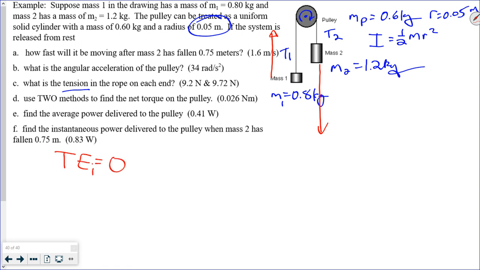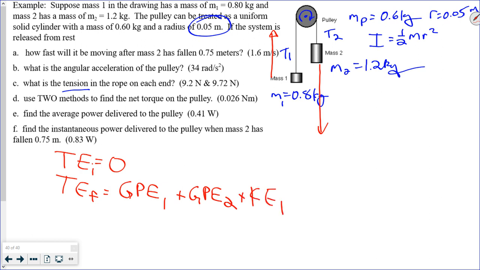After we release it, what are we going to have? Mass 1 will have gone up, so mass 1 will now have some GPE. Mass 2 will have gone down, so that will have some GPE, a negative amount, right? Mass 1 will be moving. Mass 2 will be moving. And the pulley is going to be spinning. So that's our equation. These two need to be equal, so my total energy final is going to be 0.